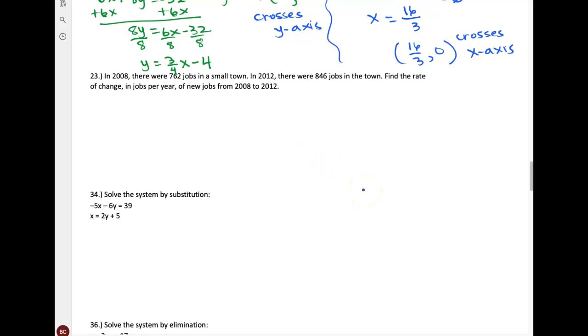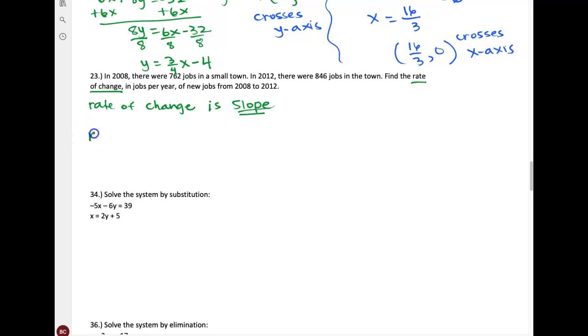Okay, so let's look at 23 now. So I want to talk about this rate of change. What in the world does it mean if it's asking you to find the rate of change? It's the same thing as slope, right? So whenever you see it says find the rate of change, you're really trying to find the slope, right?